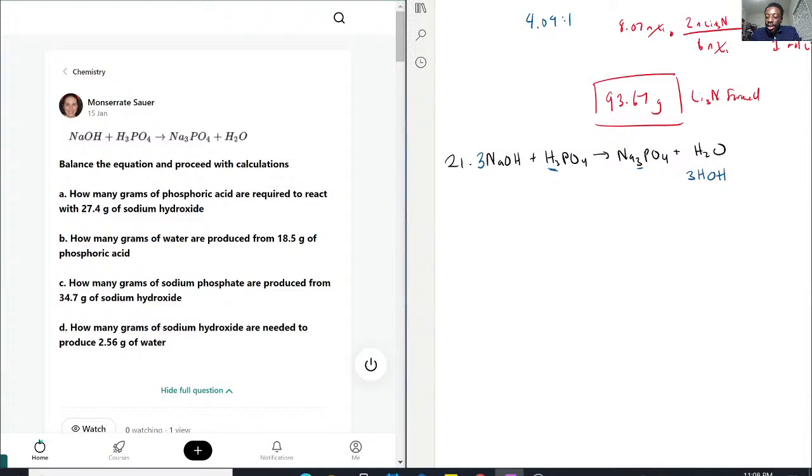So with that being said, this should be the theoretical balanced out version of this. So we have 3NaOH plus H3PO4 turns into Na3PO4 plus 3H2O. Okay? So now that we have this, let's just double check.